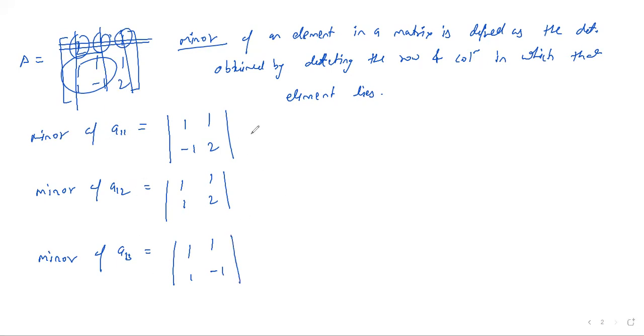The determinants of these minors are: 1 into 2 is 2, minus minus 1 into 1, that is minus 1, and that equals 3. Similarly, the minor of this is 2 into 1 minus 1 into 1, and that equals 1. And similarly for this, we got the minor as minus 2.